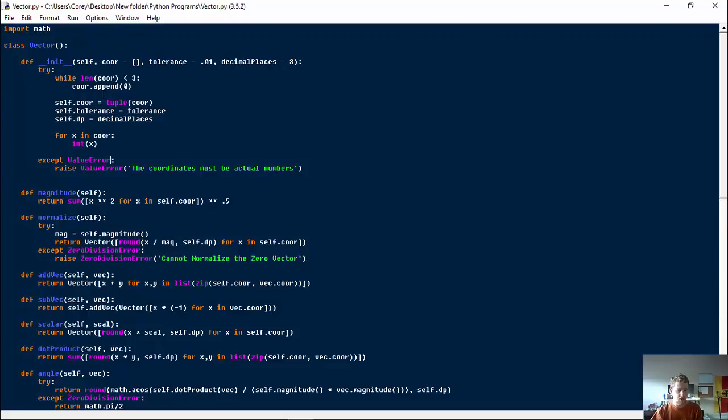We just added in this little thing, value error here, and it's just going to turn on this error if you put in A, B, C for the coordinates, it's just going to shout at you there. Or if you put in anything random, really, that's not a number.